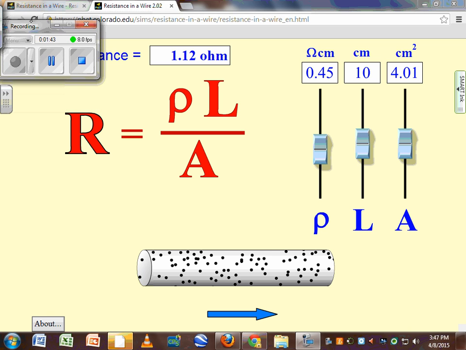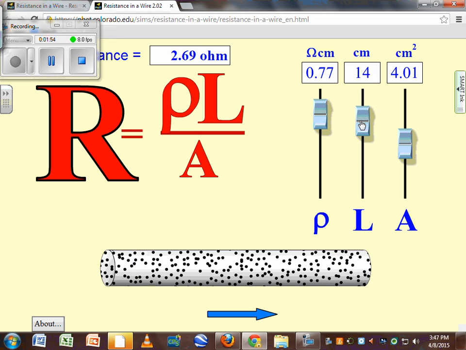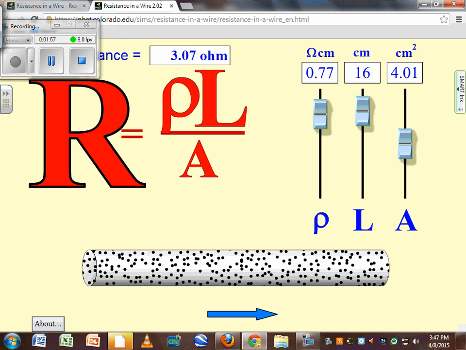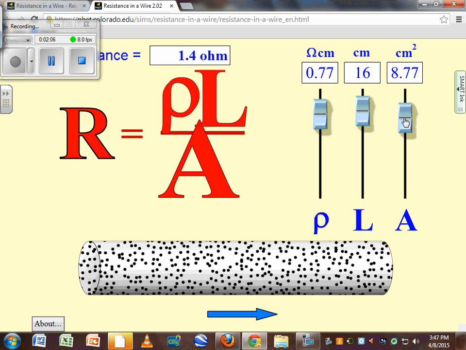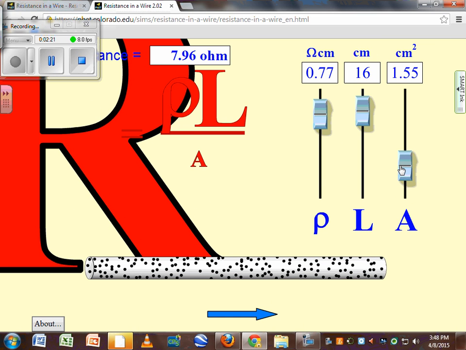So what we have here is the equation R equals rho times L over A. If I increase the resistivity, it makes it harder for electrons to flow through this wire, and the resistance goes up. If I increase the length of this wire, there's more of this wire to pass through, and so the resistance goes up. If I increase the cross-sectional area, though, the resistance goes down. What you've done is make a wider area for those charges to flow through. It's easier now for those charges to flow through. So if I wanted to increase that resistance, I would make that cross-sectional area really small, and so it's a tighter space for those electrons to flow through.